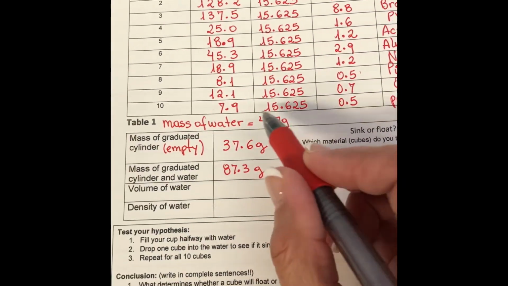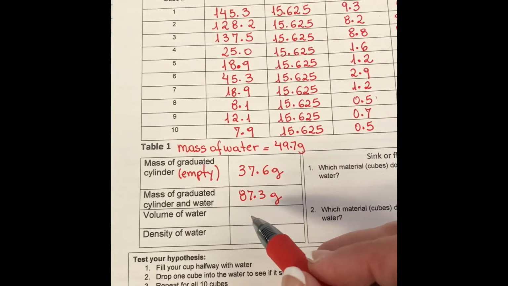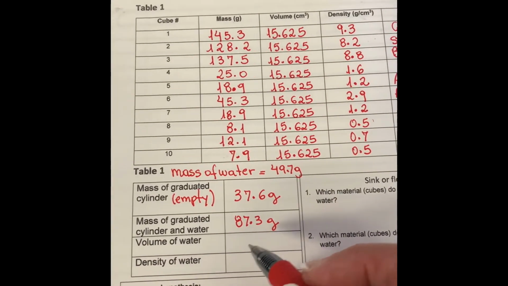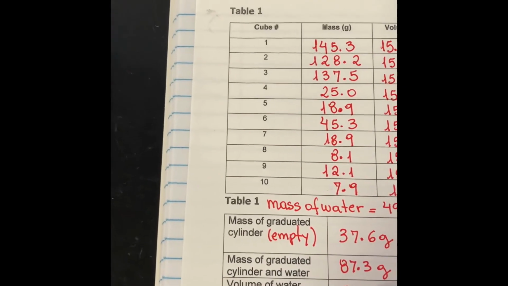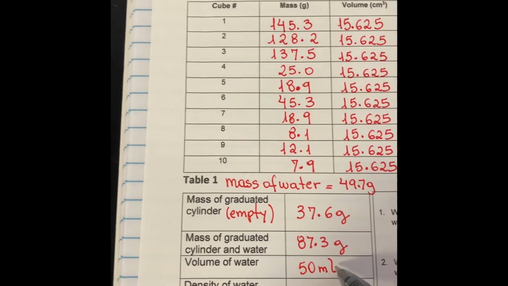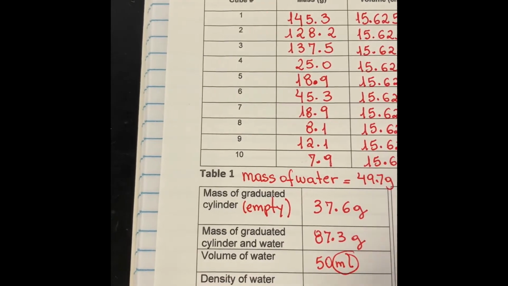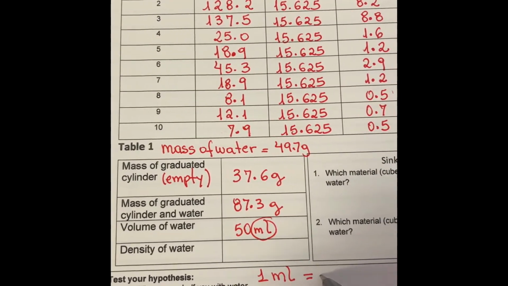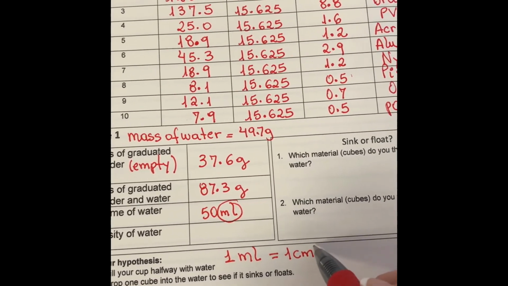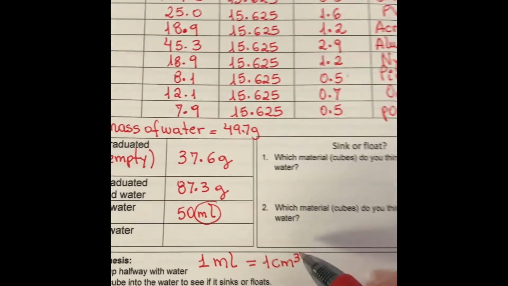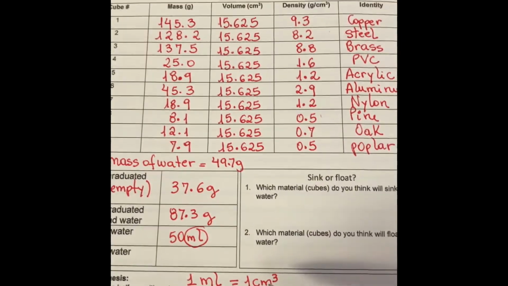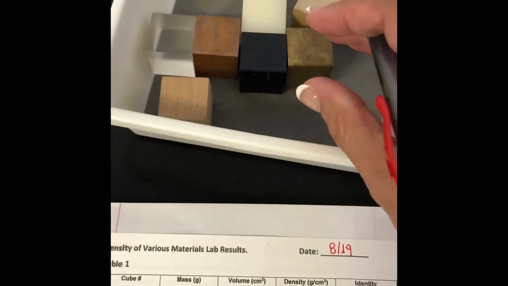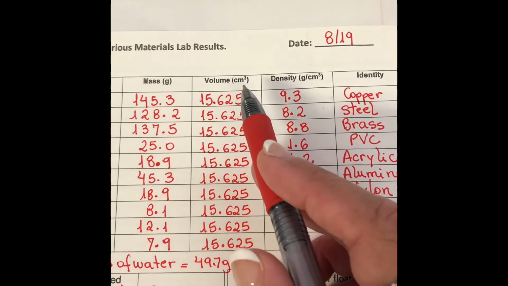So this is the mass of water. For the volume, I'm going to record my reading on the graduated cylinder, which is 50 ml. Please notice that 1 milliliter is equal to 1 cubic centimeter. And we need to use cubic centimeter because you are going to compare with the density of the cubes, and we calculate in cubic centimeter.